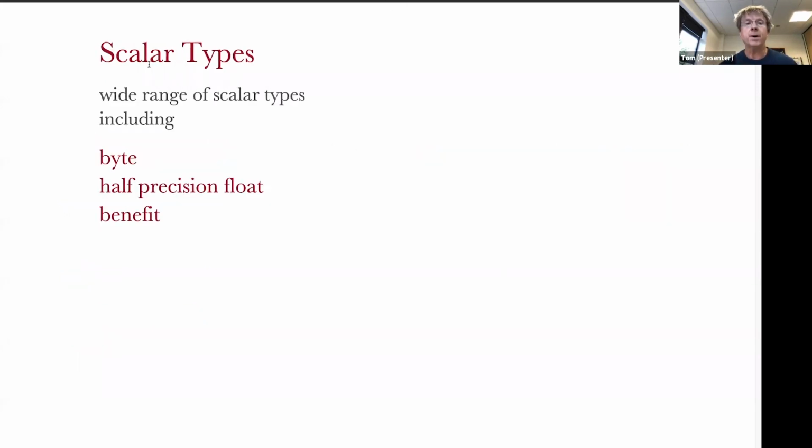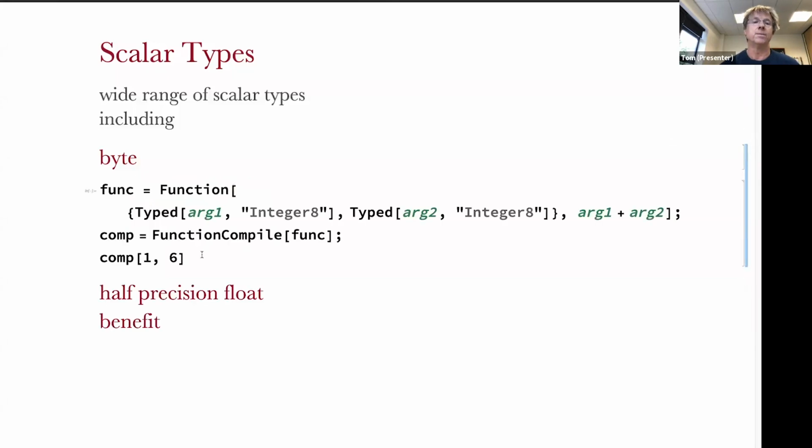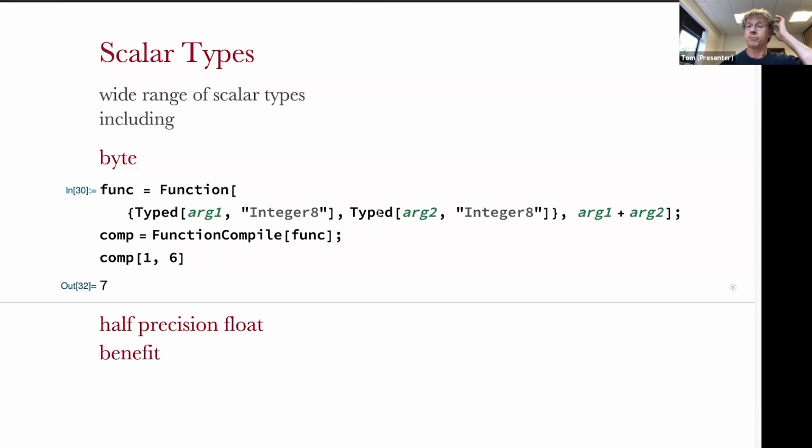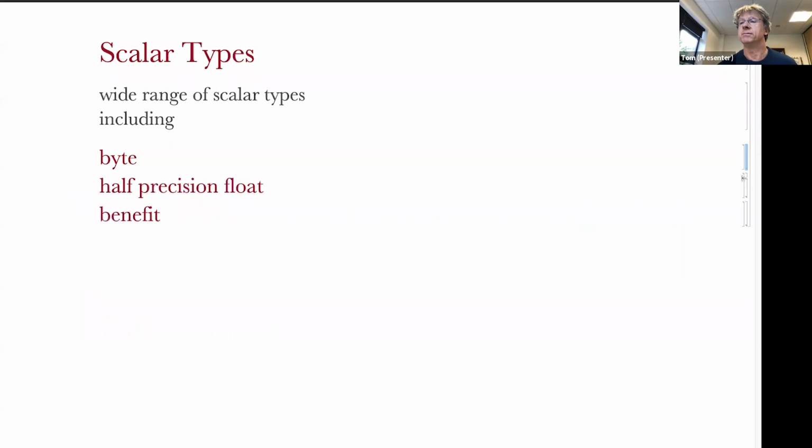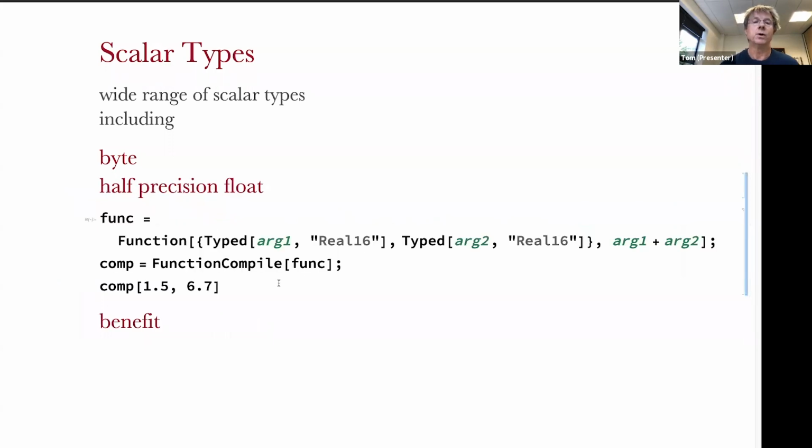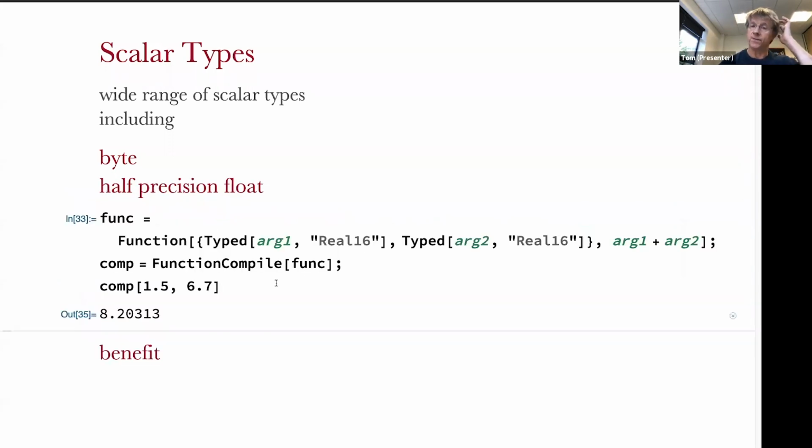Now, in the compiler, these are some things that are a bit different. We support a lot of types. For example, we support what you might consider as a byte, so an 8-bit integer. And again, we give markup saying what the input is. It's still the same function Plus, but now it's going to select a version of Plus that is for 8-bit integers.